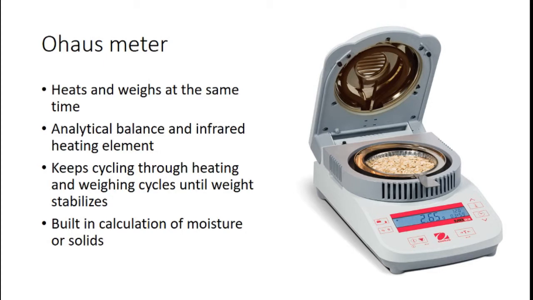There are meters such as this Ohaus meter. Ohaus was one of the leaders in this technology, where you have an analytical balance and a heating element built into the same module. In essence, you put that foil cup onto a balance, and then up here in the lid, there's an infrared heating element that goes through a cycling process of heating up the product in the pan, then letting it cool back down and weighing it. It recirculates through that process of heating, cooling, and weighing until the weight doesn't change through a number of heating cycles.